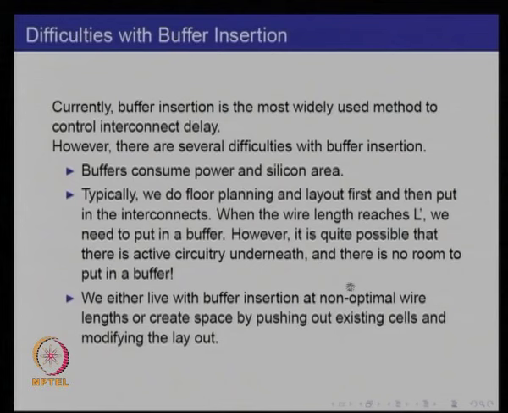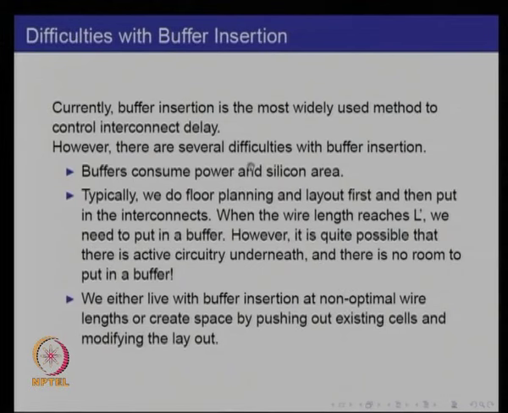These buffers are typically wide buffers, so the tau is small, and then unfortunately what it means is that they consume power and they consume silicon area. However, in current technologies that is the only way to go, otherwise global delays will pull down the performance of your system by a very large amount. So these are the problems with buffer insertion. Let's look at this. Buffers consume power and silicon area.